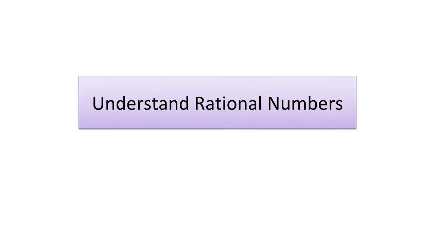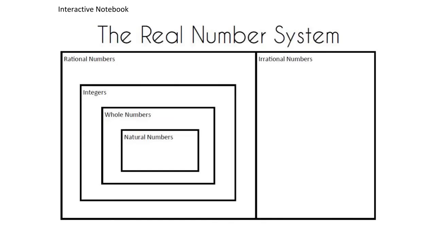This is lesson 1-2 in your textbook, Understand Rational Numbers. In your interactive notebook off of Canvas, you should have pulled up a real number system diagram that looks like this. We are going to focus on the rational number side of the diagram, beginning at the very center at natural numbers. When we are talking about natural numbers, we are referencing the first numbers that you learn. They are your counting numbers, 1, 2, 3, and so on. These natural numbers are our starting point.